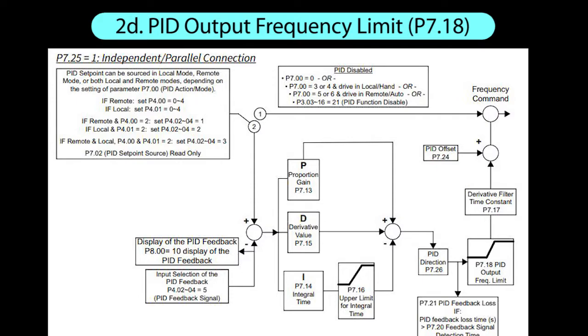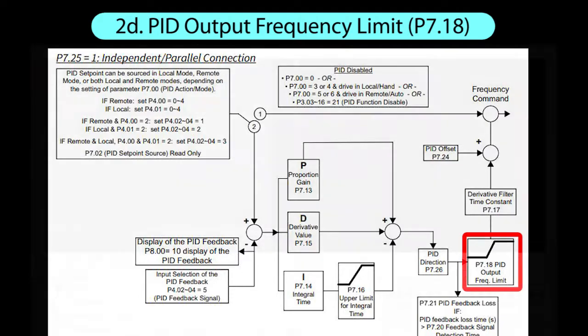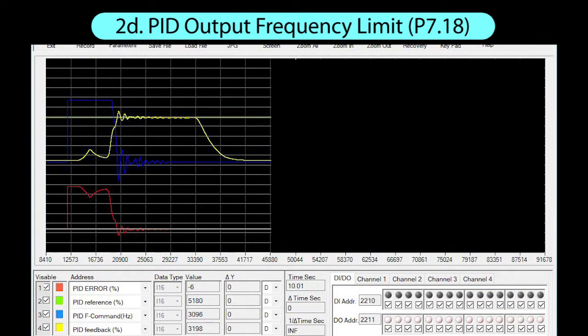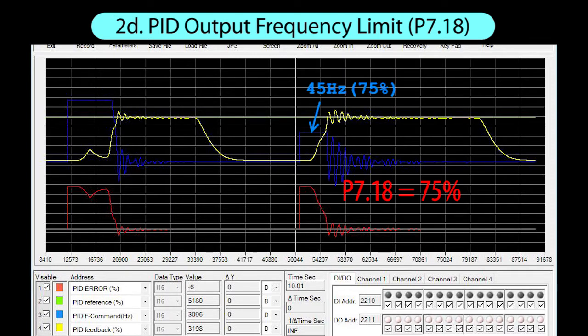The GS4 allows you to limit the PID output frequency. For example, when we start the drive, the output frequency goes straight to the full 60 Hz to try and force the motor to get up to speed as quickly as possible. But maybe you want to limit the stress on the motor or the system. If we set the max output frequency to 75%, then sure enough, the maximum output PID is allowed to use is limited. Of course, that also limits PID's ability to perform, so it takes longer to achieve the desired result.